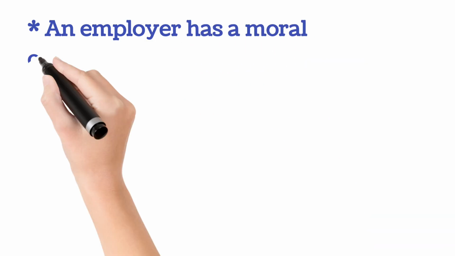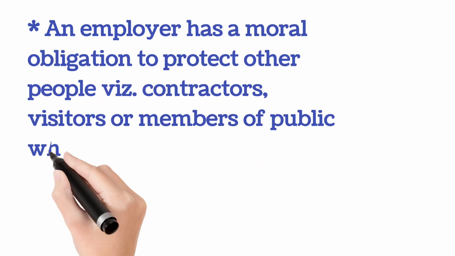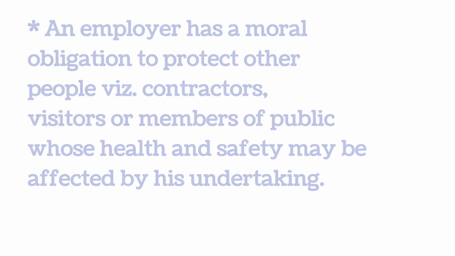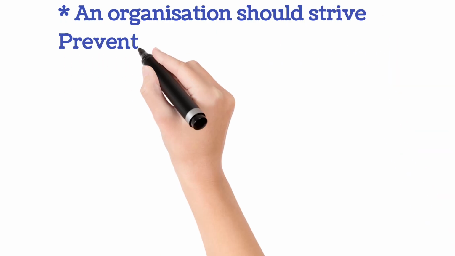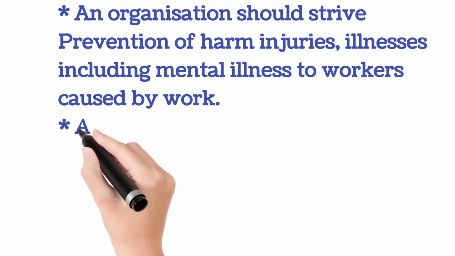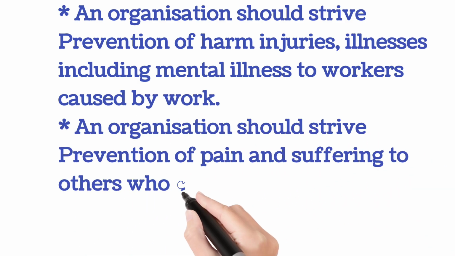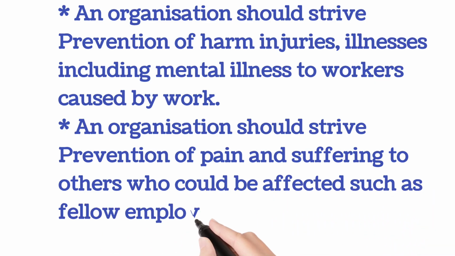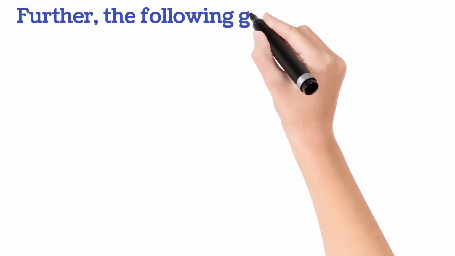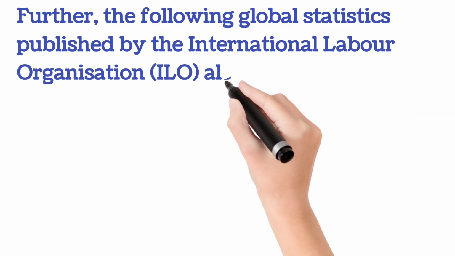An employer has a moral obligation to protect other people, namely contractors, visitors, or members of the public, whose health and safety may be affected by his undertaking. An organization should strive for prevention of harm, injuries, and illnesses, including mental illness, to workers caused by work. It should also strive to prevent pain and suffering to others who could be affected, such as fellow employees, family, and friends. Further, the following global statistics published by the International Labour Organization, ILO, also support this.